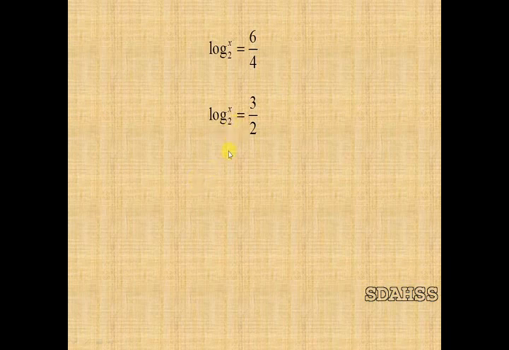Here we can write 2 power 3 by 2 is equal to x. So x is equal to 2 root 2.